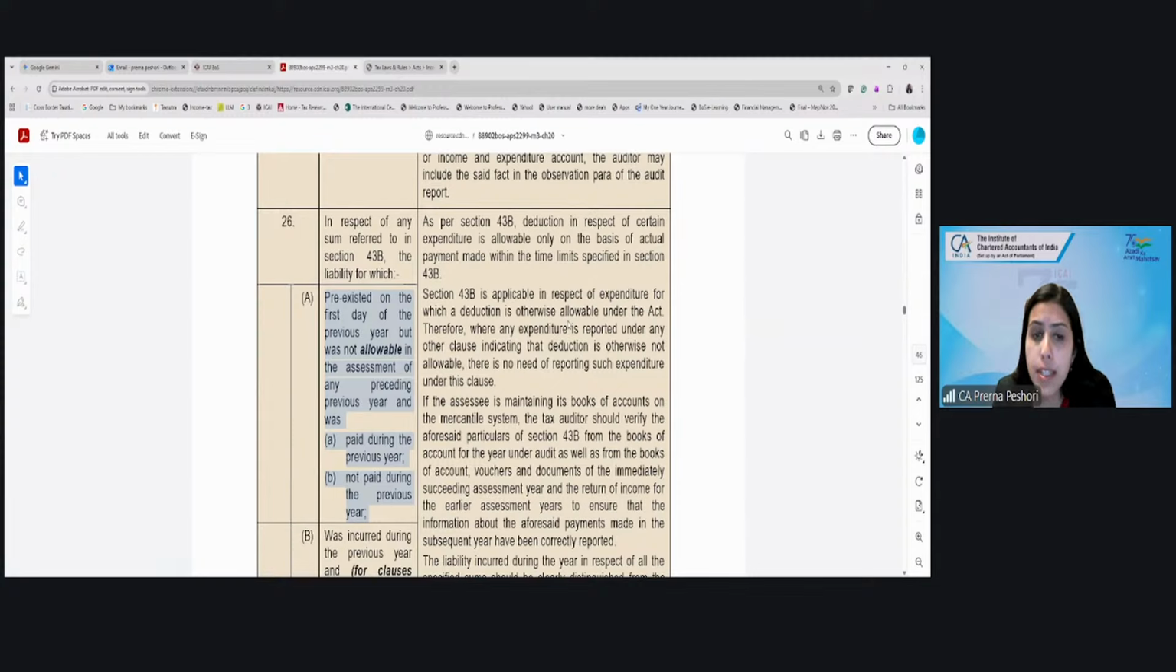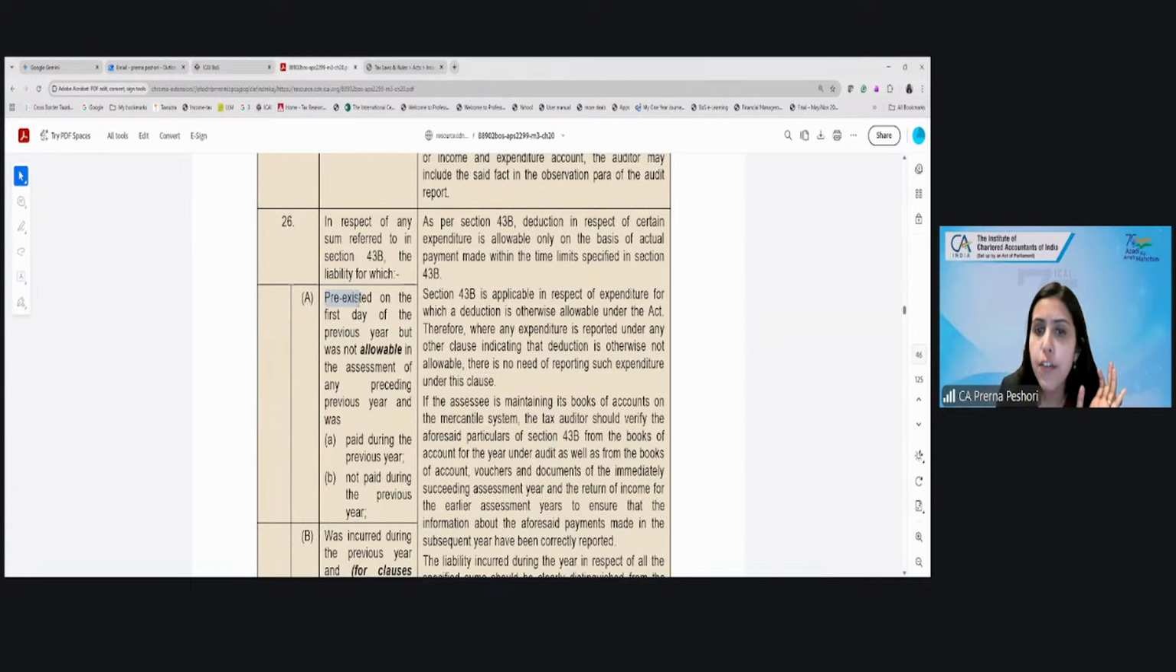Okay. So basically, what they are trying to say in 26A is any liability which pre-existed on the first day as an opening balance, but was not allowable in the earlier previous year and is paid during the current previous year, you have to report that.